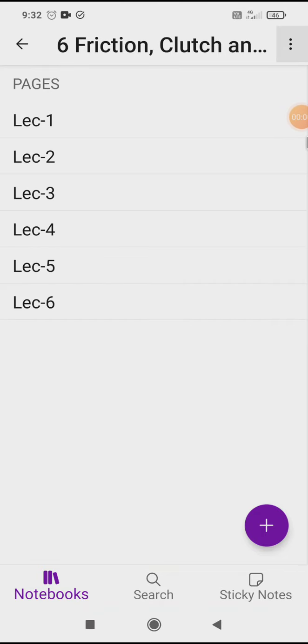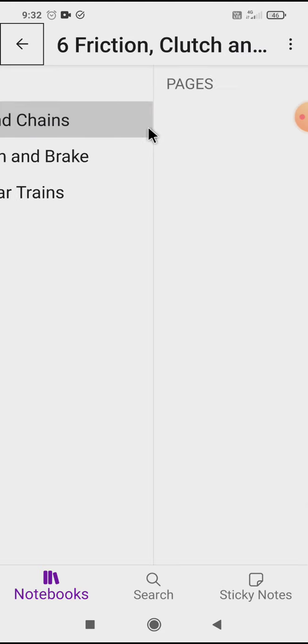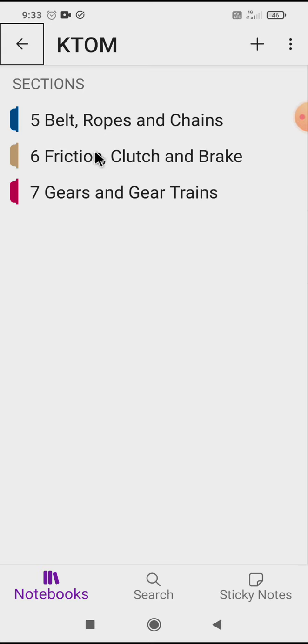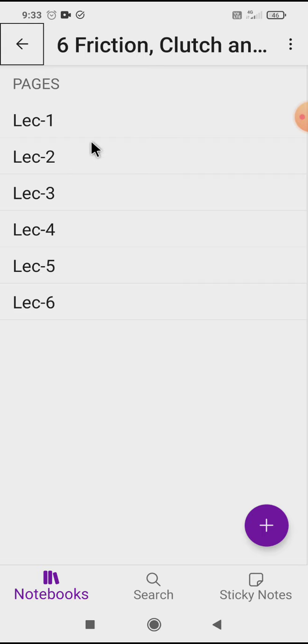Hey guys, in the last lecture we completed the chapter on belts, ropes and chains. There were a total of 5 lectures in which we discussed all belt drives, chain drives and rope drives. Today we are going to discuss the next chapter, that is friction, clutch and brake. In this chapter we have a total of 6 lectures.